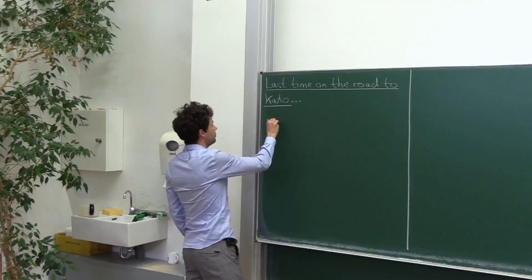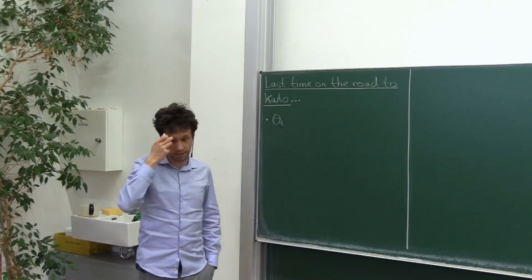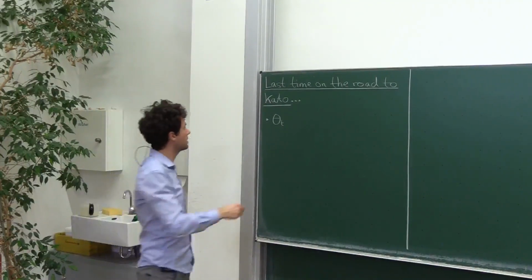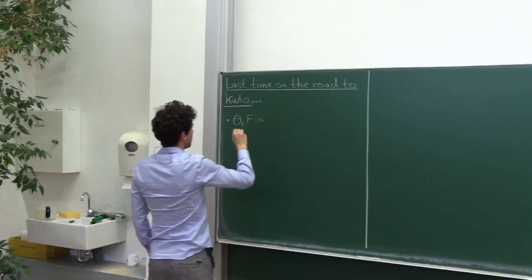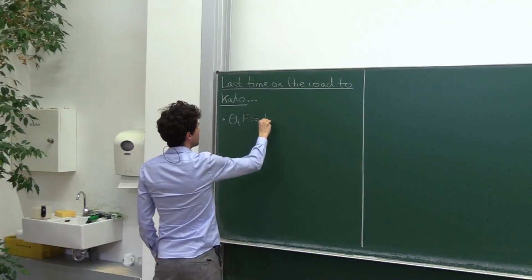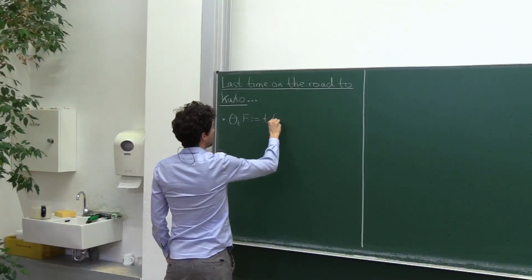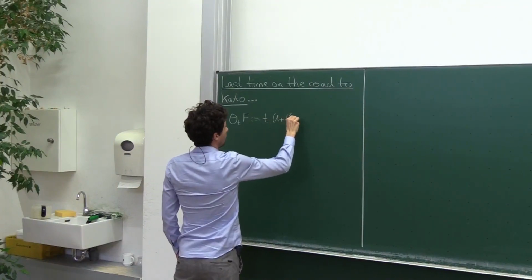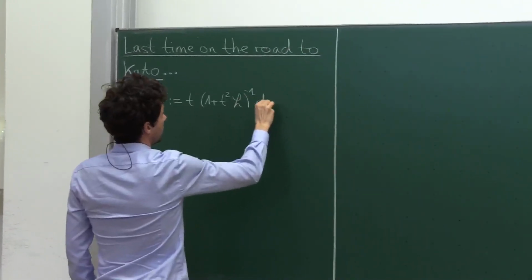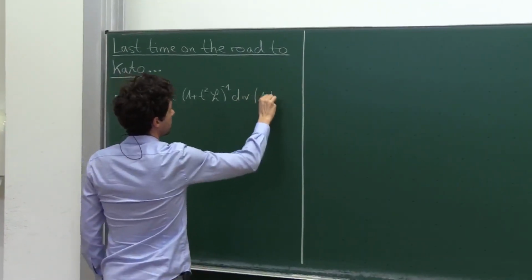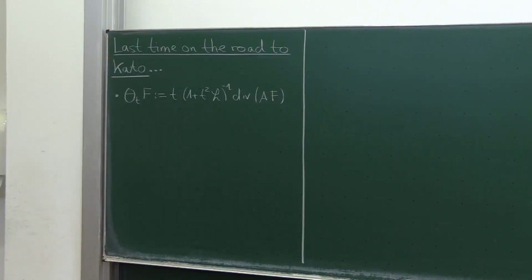There are 2 operators that play an essential role in the last lecture, and they're also going to continue playing an essential role in all of the remaining lectures. So there was the operator theta t. Theta t was just t times the resolvent of L acting on divergence of AF. Okay, so that was the theta operator.